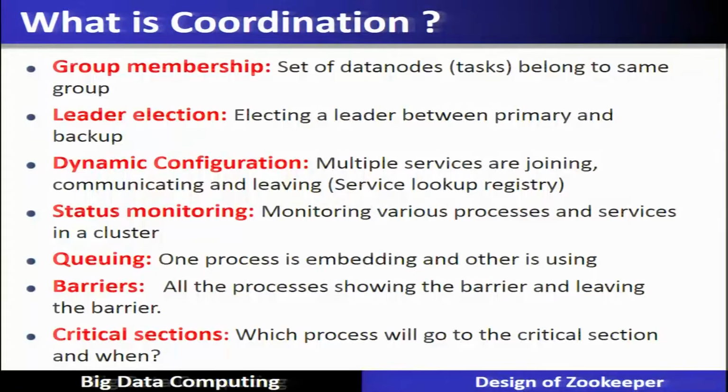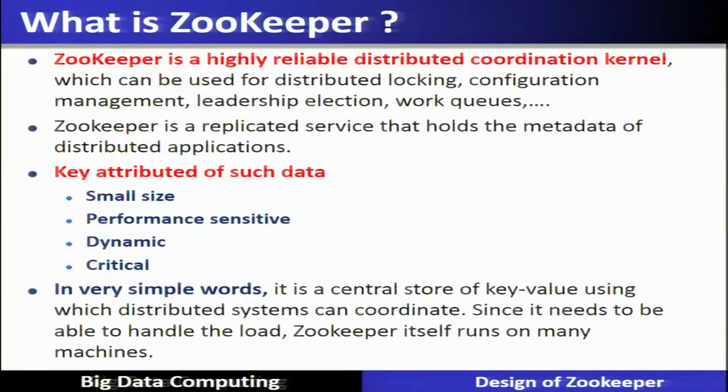Queuing, where one process is producing and the other is consuming, is called a coordination service. Barriers, where all the processes reach the barrier and then leave the barrier, is also a coordination service. Critical sections, where processes go into the critical section and then leave it so that others can enter the critical section, is also a kind of coordination service.